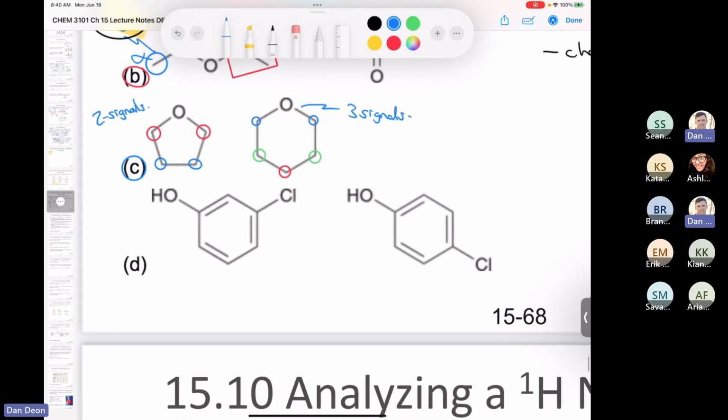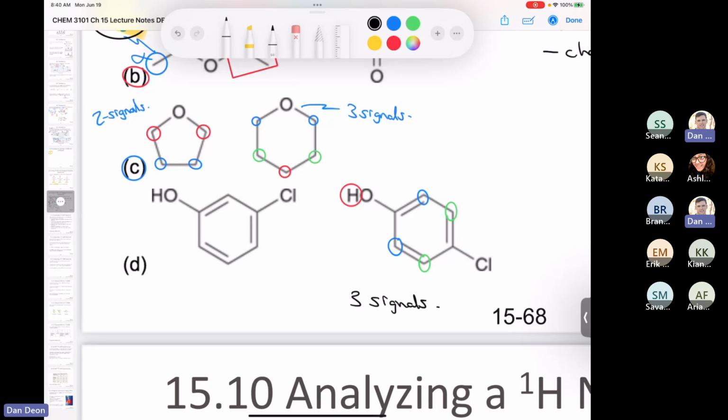All right, what about the last 2? Well, hopefully you're getting the hang of it by now. You see that there's no plane of symmetry in the compound on the left, but in the compound on the right, we have a beautiful plane of symmetry here. And so in the compound that I've drawn the plane through, you can see that you have 1, 2, 3 types of protons here. So we would get 3 signals for this one.